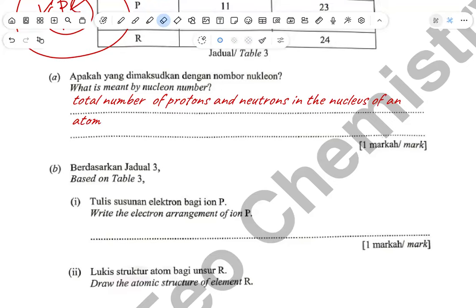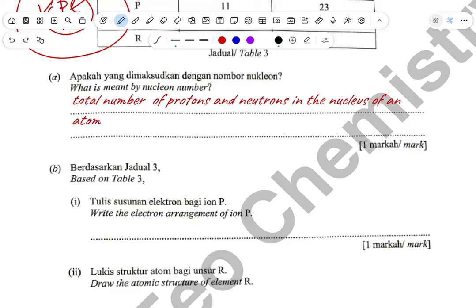What is a common mistake by many students here? A lot of students forget to put nucleus. Even some students, they put nucleus, but they didn't mention atom. So you all have to be careful. Nucleon number is the total number of protons and neutrons, not total number of proton number. I saw some of you write total number of proton number. No, total number of protons and neutrons in the nucleus of an atom. So this will be your proper answer.